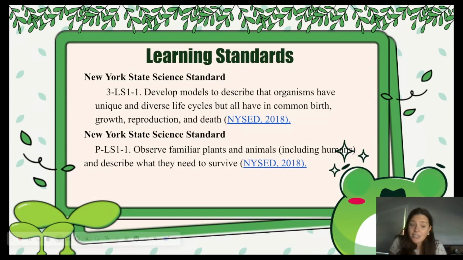Our second standard that we're going to be addressing today is we're going to observe familiar plants and animals. So I think everyone's seen a frog, right? And I think everybody's seen a butterfly when we're at recess. You see them flying by, or you've seen a moth late at night. If you have your flashlight on, you'll see a lot of moths. And we're going to describe what they need to survive. So where does this animal live? What does it eat? And how does it change throughout its life cycle? That's our goal of today.